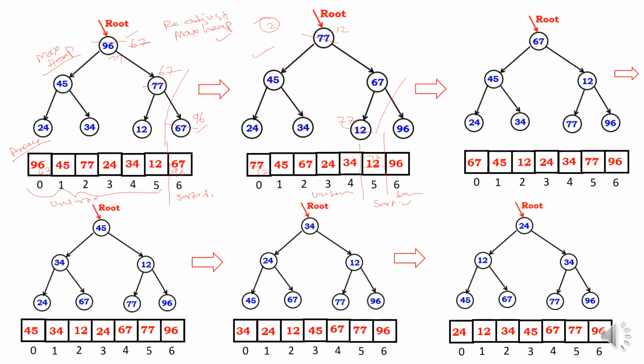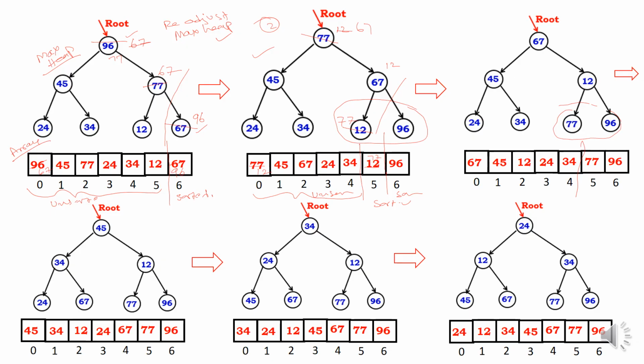The remaining elements are unsorted. So again, leaving these two elements, readjust the elements. The largest element should be its parent, 67, 45. 67 is the largest element, so 67, and you will make 12 here, 45. So now again you will get this kind of array. Here already two elements are sorted, 77 and 96. Remaining elements are 67, 45, 12, 24, 34.